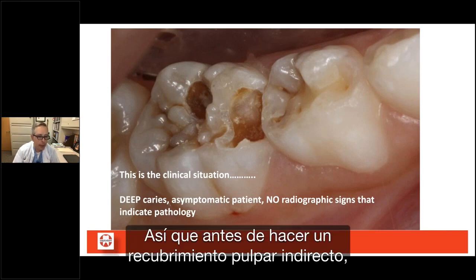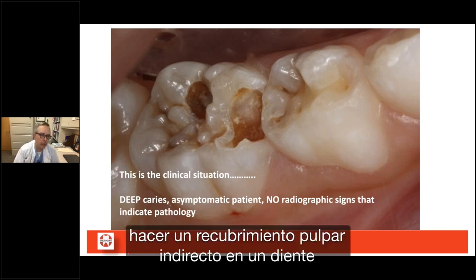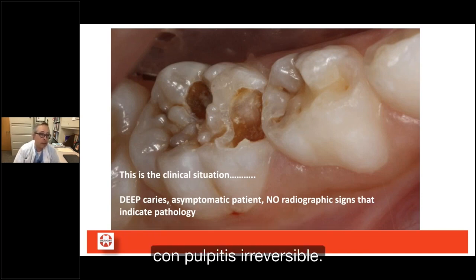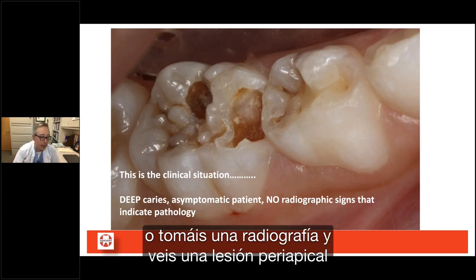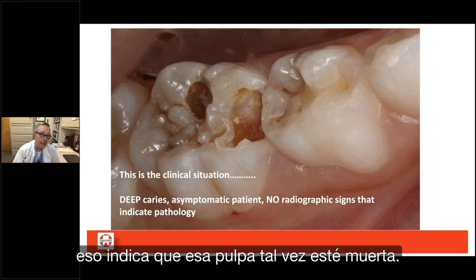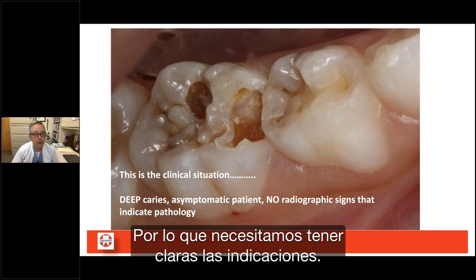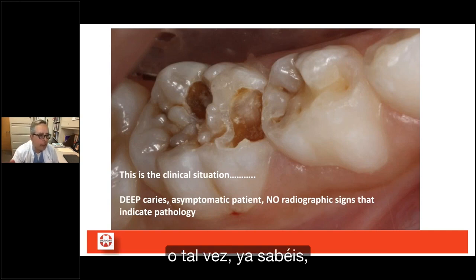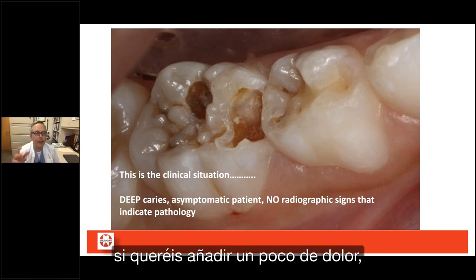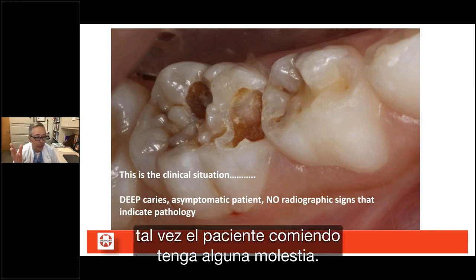Before we do an indirect pulp cap, we need to have a diagnosis, because obviously we are not going to do an indirect pulp cap in a tooth with irreversible pulpitis. So if the patient is having spontaneous pain, or you take a radiograph and you see a periapical lesion that indicates that the pulp is maybe dead, we don't do an indirect pulp cap. So we need to have the indications clear. Assuming this is the clinical situation, the patient is not having any pain, or maybe, if you want to add a little bit of pain, once in a while, not spontaneous, maybe when eating the patient will have some discomfort.